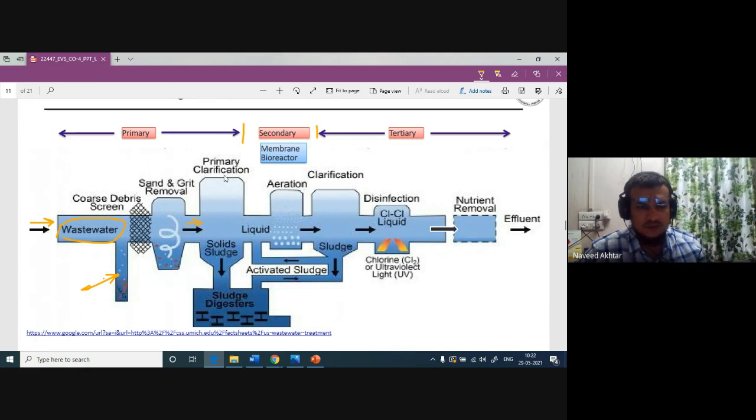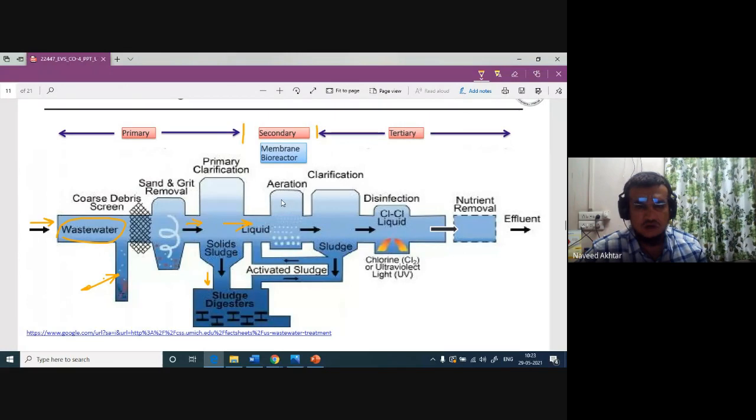In primary clarification, the solid sludge is removed and diverted to the sludge digesters, and the water, the wastewater other than this, is forwarded to the secondary treatment.